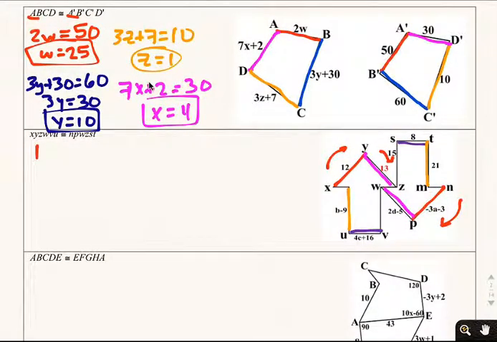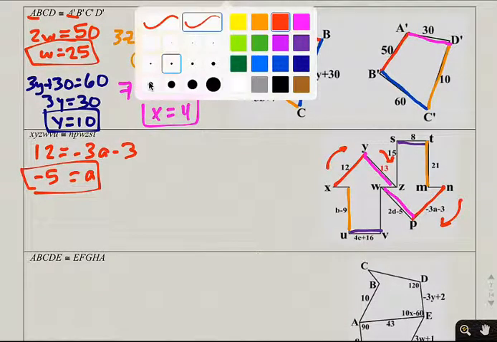So I have 12 is congruent and therefore equal to negative 3a minus 3. So if that's the case, a has got to be negative 5. Okay. What do we got next?